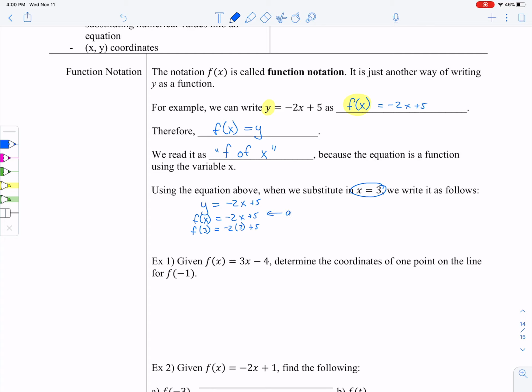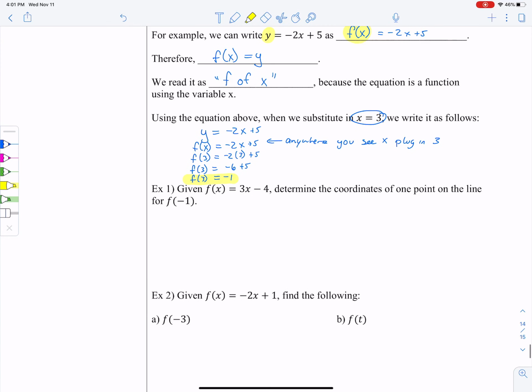So here, anywhere you see x, plug in 3, okay? And then we can solve this. So negative 2 times 3 is going to give you negative 6 plus 5. So f of 3, we can call this f of 3 now, is equal to negative 1. So we've solved that one.